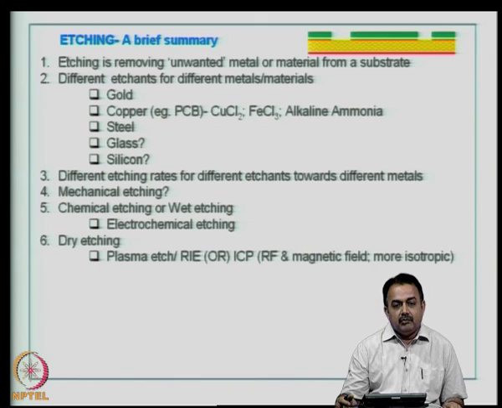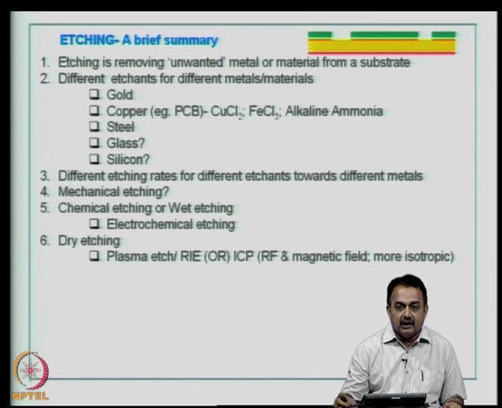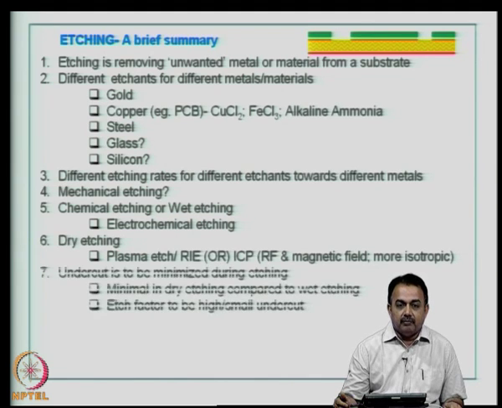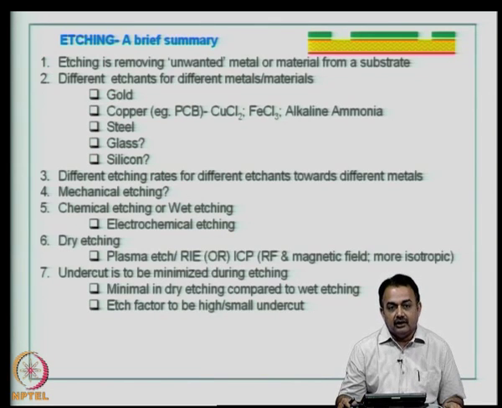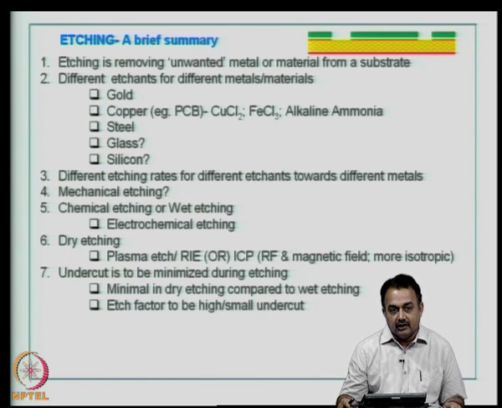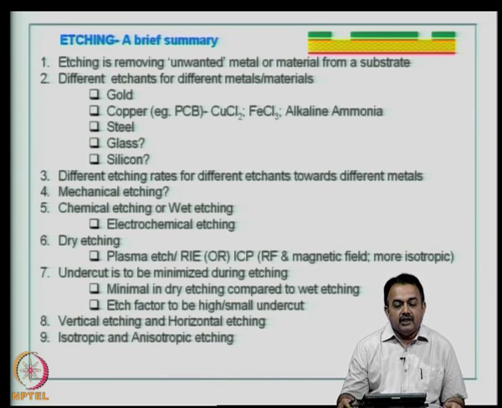So, dry etching, as I mentioned, can be reactive ion etching using a plasma or inductively coupled plasma, using RF and magnetic field. You can get more anisotropic etching using a dry etching process compared to a wet etching process. But the key issue here is that undercut has to be minimized during etching, and we have seen that it is minimal in dry etching compared to wet etching, but there are ways to get better quality control in wet etching. Etch factor should be high, which means small undercut.